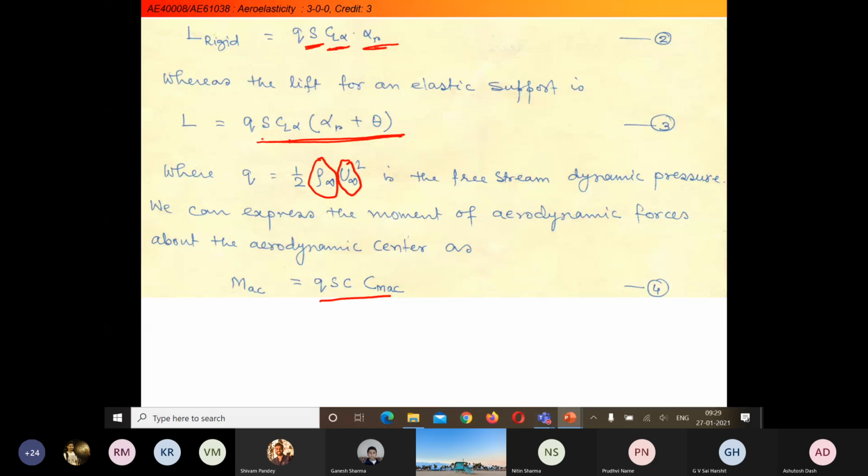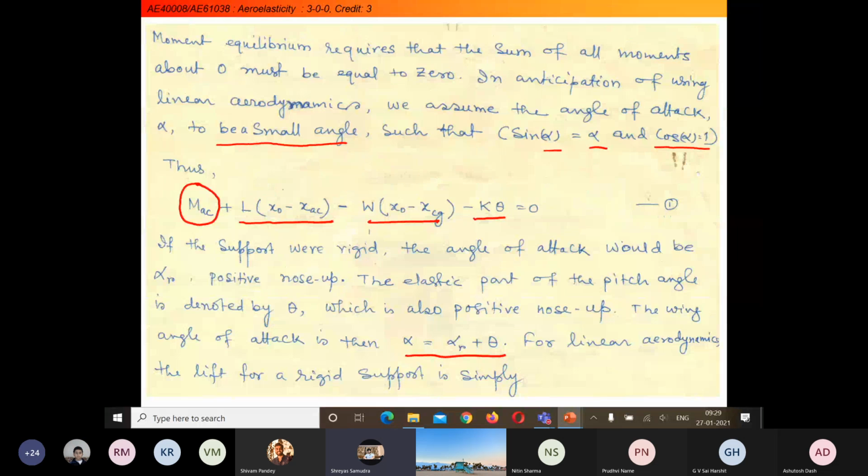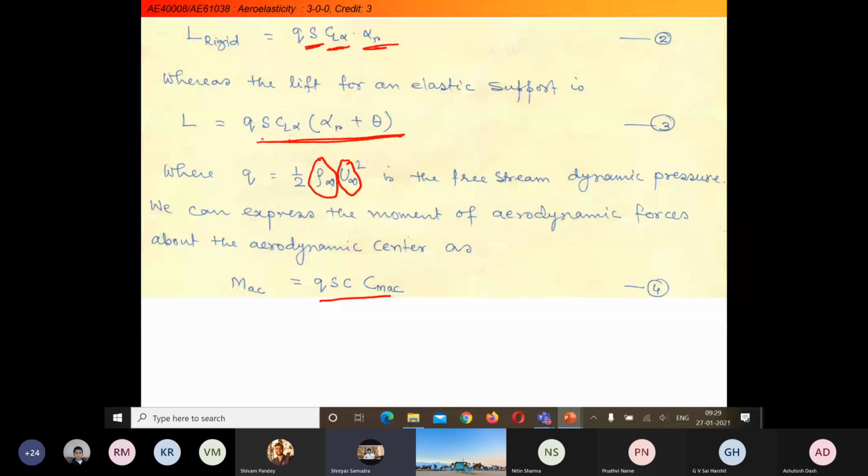So now, sir, yes. Sir, in the previous slide, you wrote x naught minus xac. So what is x naught?